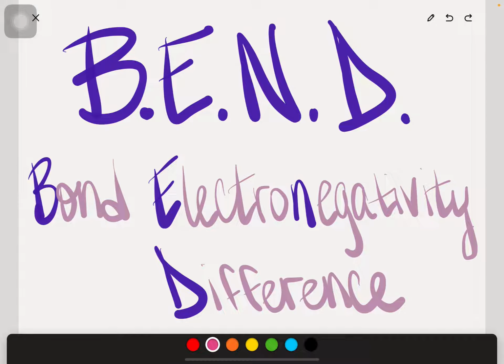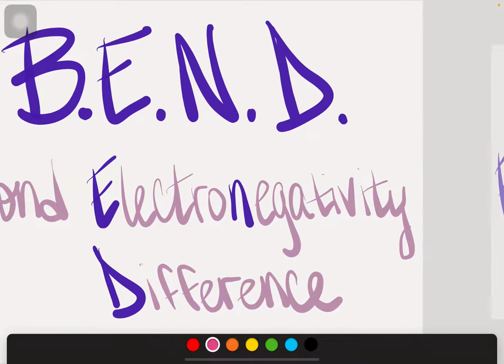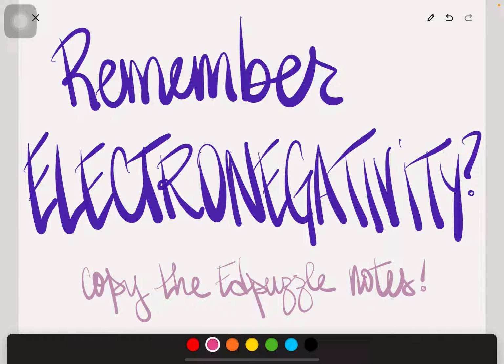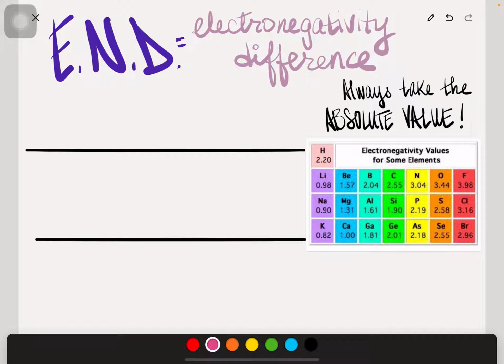Okay, bond electronegativity difference. So this should be the title at the top of your notes. So we've talked about electronegativity. Copy down those notes as a refresher. So what do we mean by electronegativity difference? We know what electronegativity is. We know that the values are listed on Table S, right? So you could go look those up. I also put a little chart here for you for easy reference.